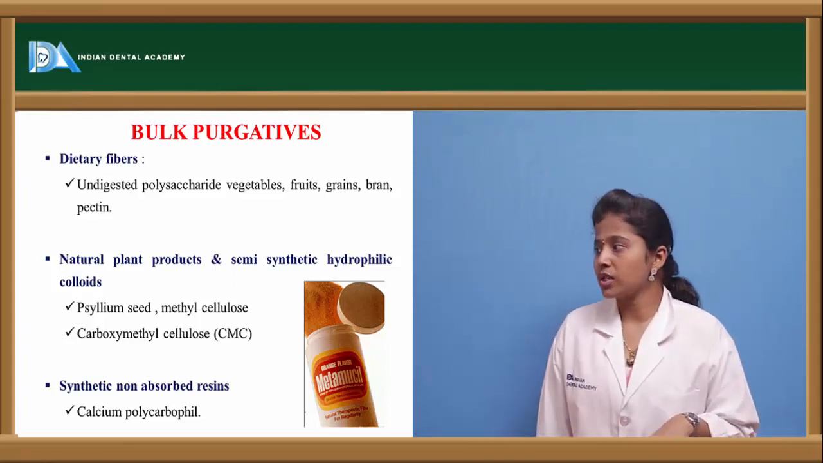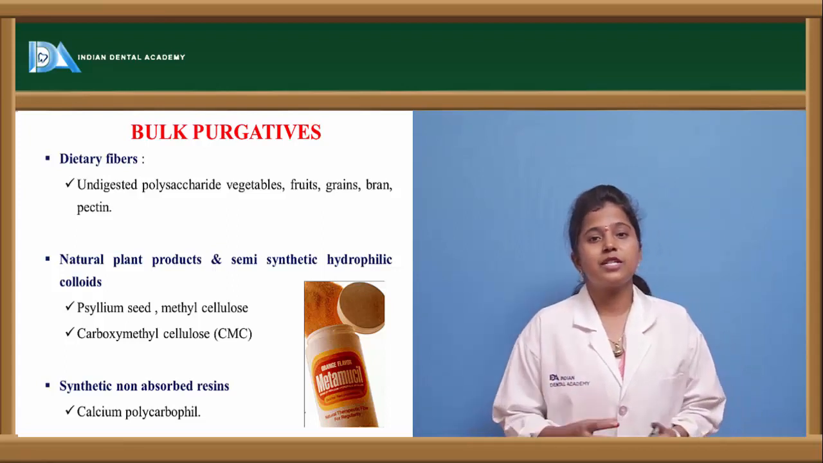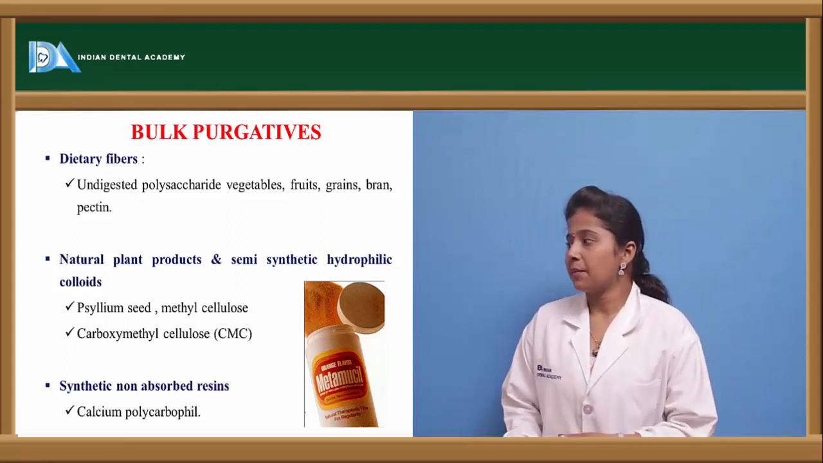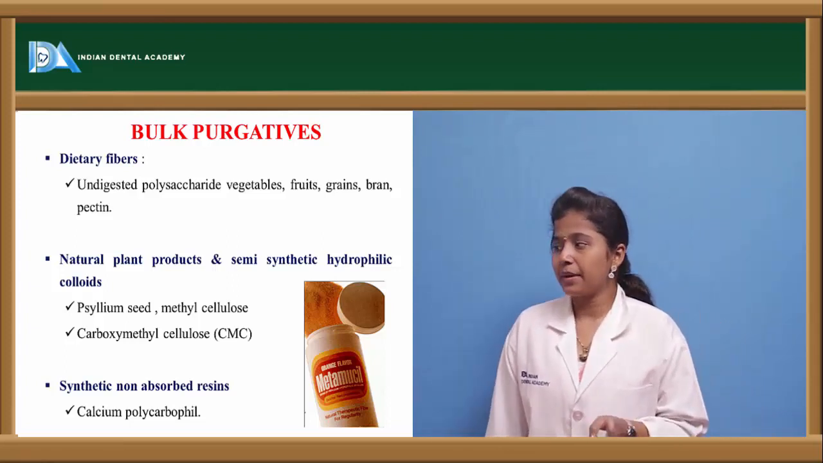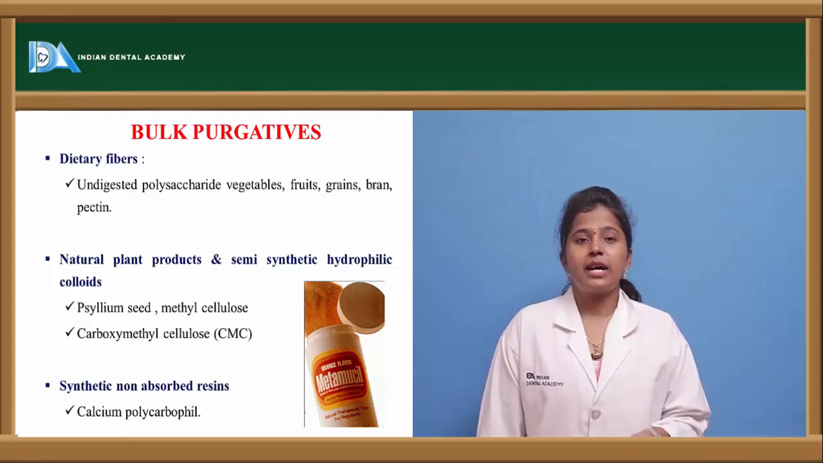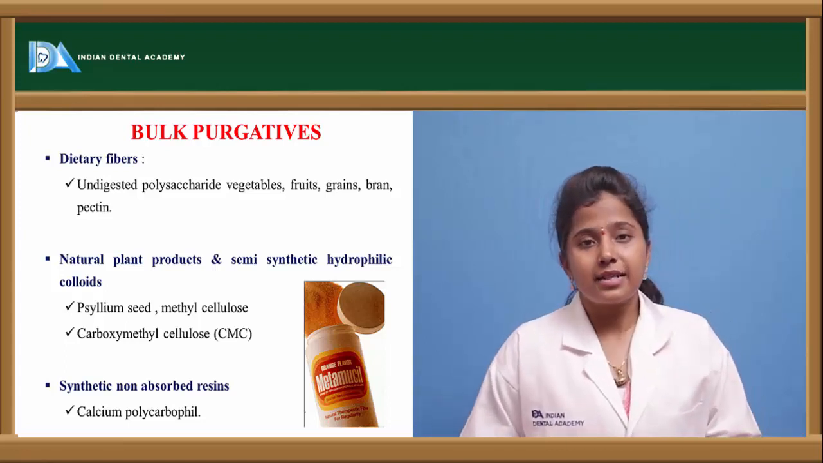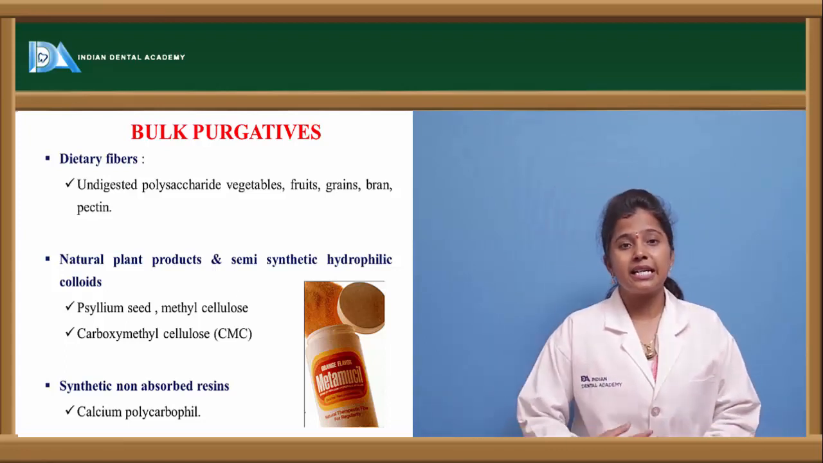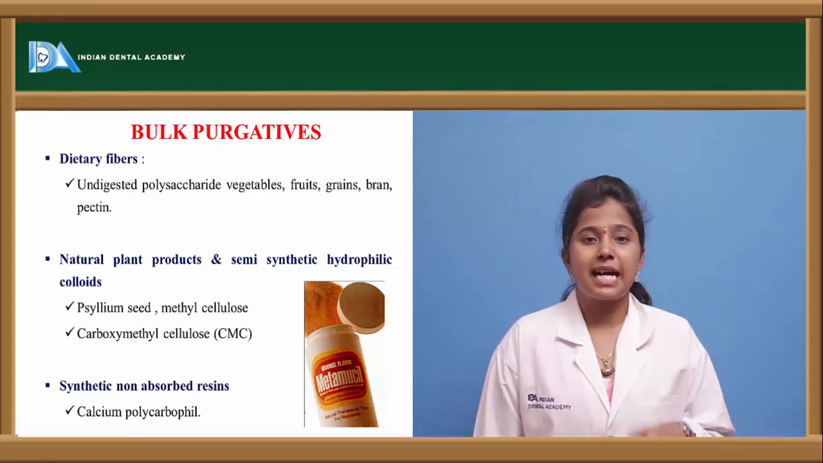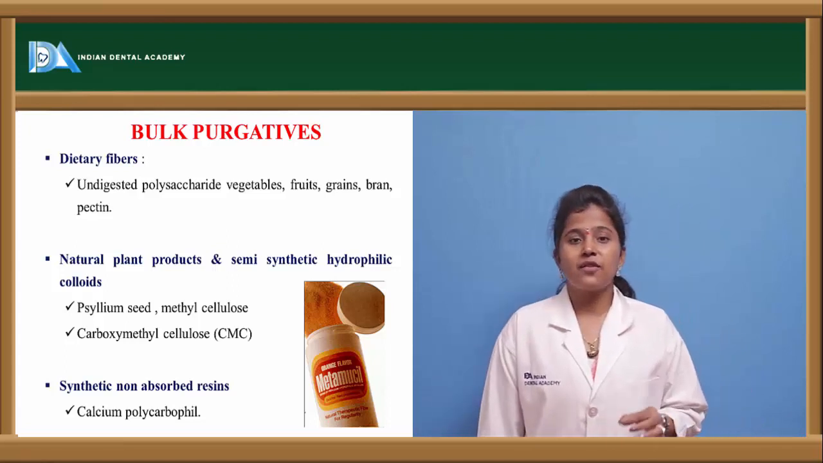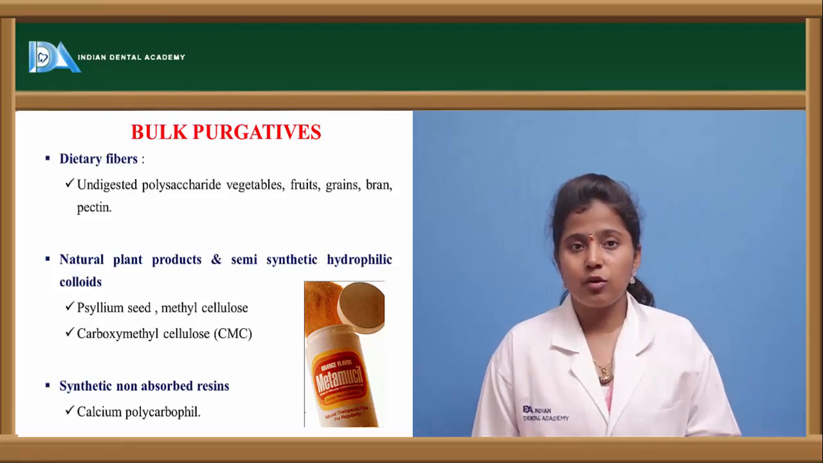One is dietary source, that is dietary fibers, which are used as a supplement for the diet. For example, undigested polysaccharide vegetables, fruits, grains, bran, pectin. These are the dietary fiber sources for bulk purgatives. And the other one is the agents which are extracted from plants naturally. These naturally extracted agents include psyllium seeds. Psyllium seeds are very effective for constipation, and methyl cellulose and carboxymethyl cellulose can be used.